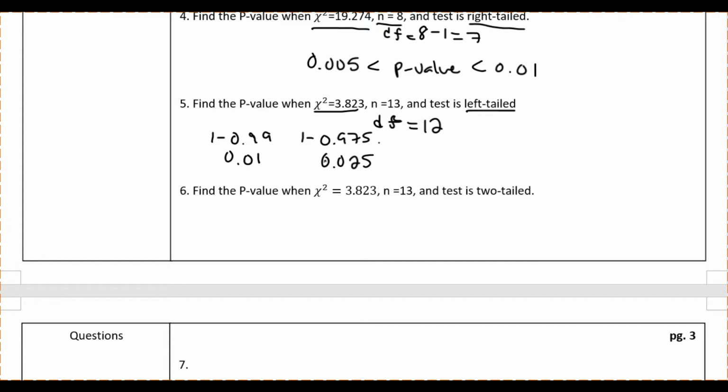So now our p-value has to be between those two numbers. However, you want the smaller number first and then the larger number second. So this works out nicely. So we have a p-value between 0.01 and 0.025.